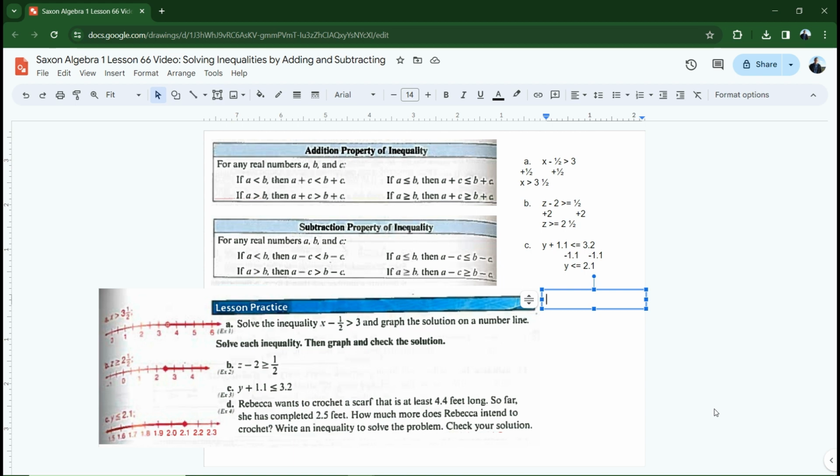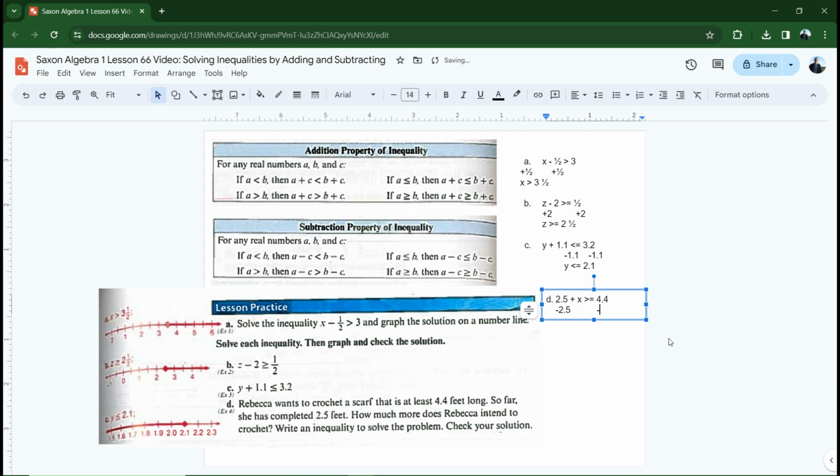Because at least 4.4 feet means it can be 4.4, or it can be greater than. All right, so far she has completed 2.5 feet. How much more does Rebecca intend to crochet? So she has 2.5 feet plus however much more she crochets has to be greater than or equal to 4.4 feet. How am I going to solve this one? Well, I'm going to subtract 2.5 from both sides.